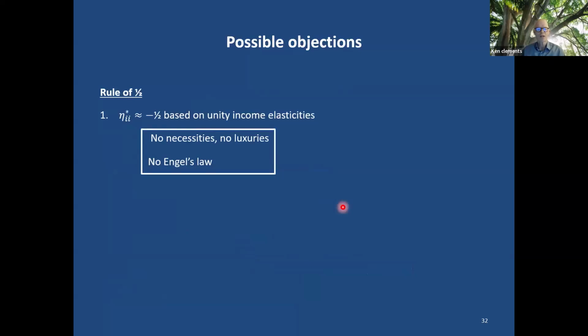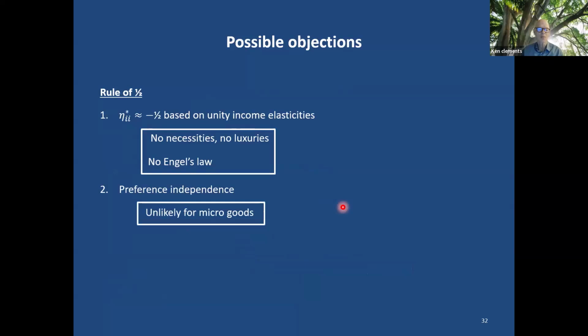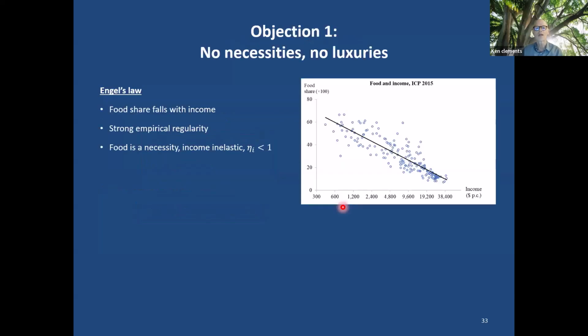Now, possible objections to the rule of 1/2. Objection number one is that it's based on unitary income elasticities, rules out necessities, rules out luxuries, all goods are neutral, no Engel's law. Second objection is preference independence, unlikely to hold for many finely defined commodities, which I refer to as micro goods. So here's objection number one in a bit more detail.